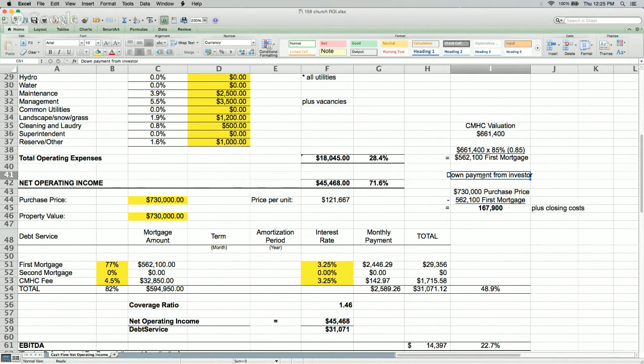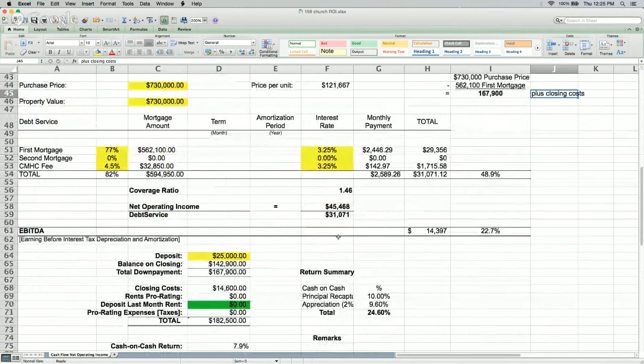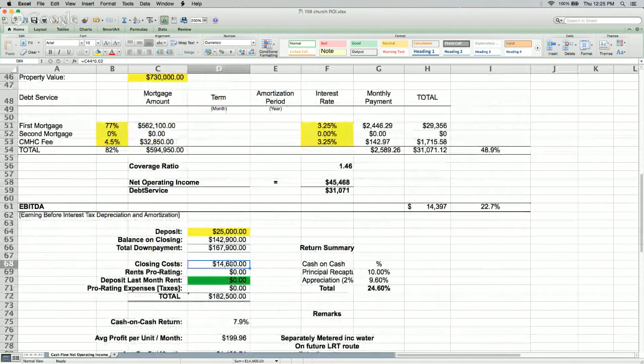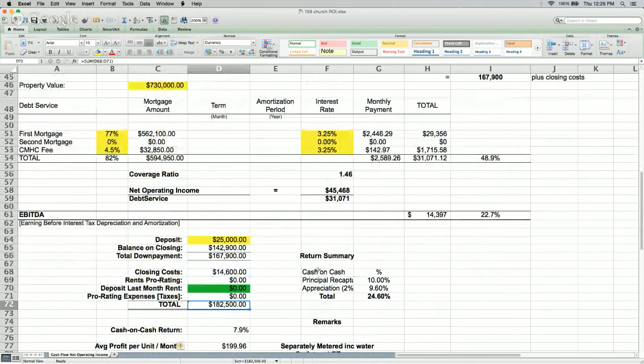So the down payment from the investor ends up being whatever purchase price you agreed to, $730,000, minus the first mortgage CMHC has quoted you, and you end up with a $167,900 down payment, plus any closing costs. Okay, at this particular property, closing costs, we calculate at about 2%. So 167 plus 14.6, we end up at 182,500.